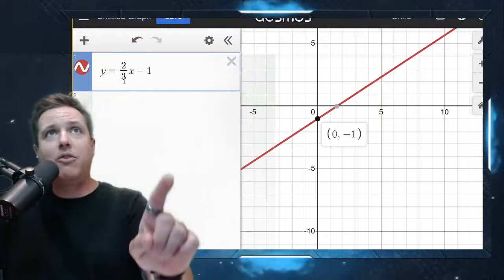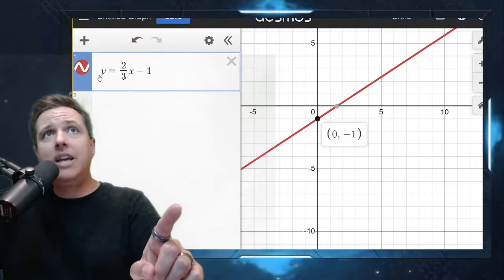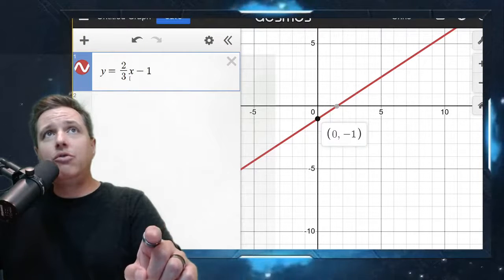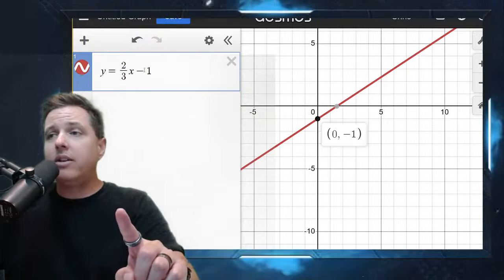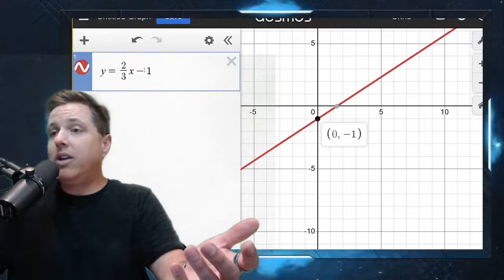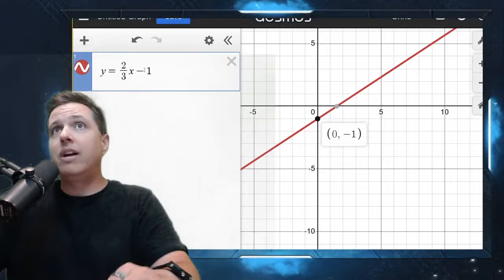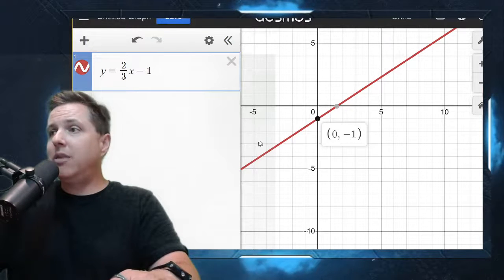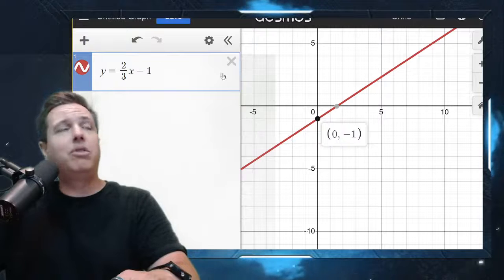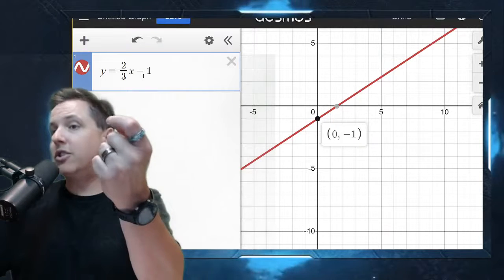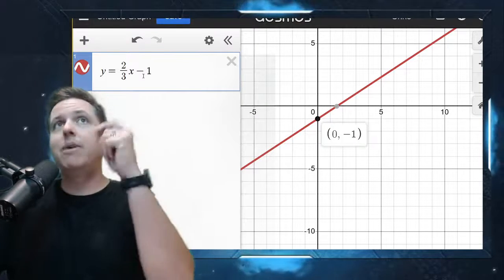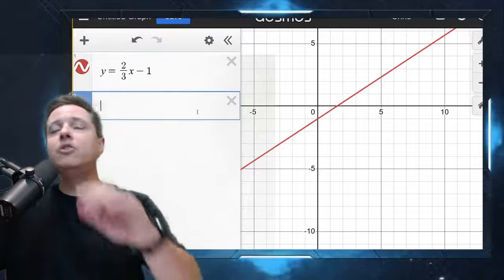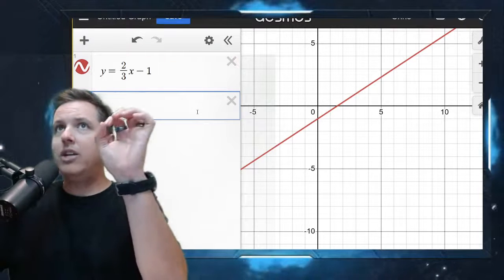So if I plug that in over here, I get -1 is equal to 2/3 times 0 minus 1. Basically -1 equals -1. That's true, right? So we could do that with any other point on here we want of these infinite number of points. If we take those values and plug them in over here, that equation is going to come out correct, right? It's going to come out true. So that is what a linear equation is.